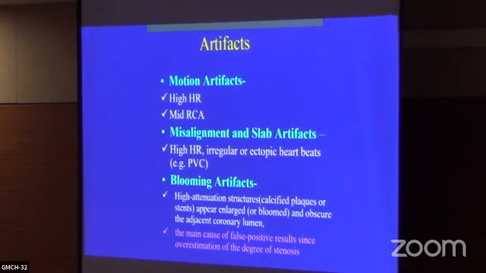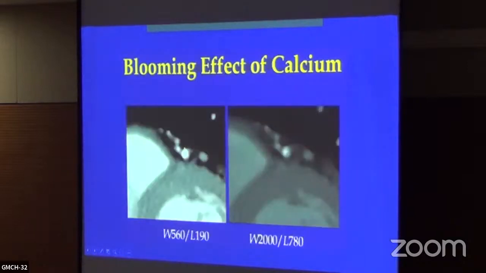It's important to be aware of certain artifacts which may be there because of high rate. For example, blooming artifacts are a big problem if the patient is having calcification. It may lead to overestimation of the degree of stenosis. So this is a blooming artifact, example of the blooming artifact.